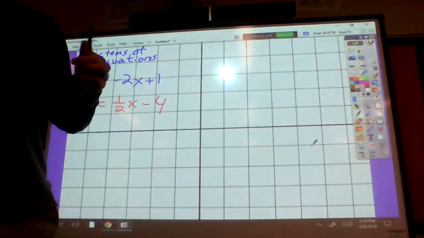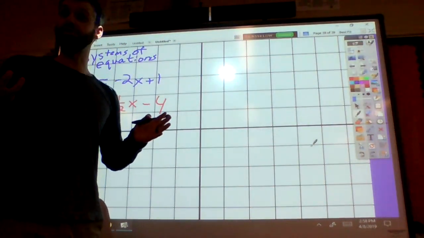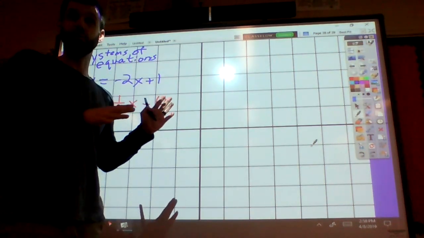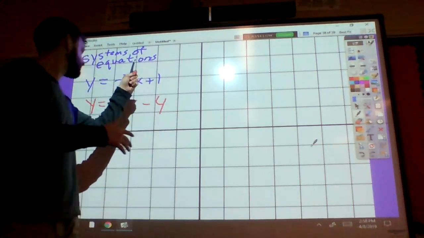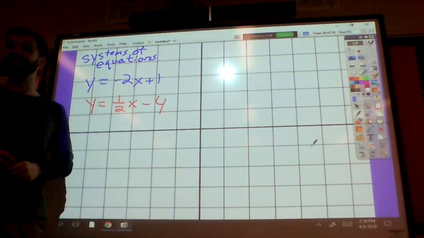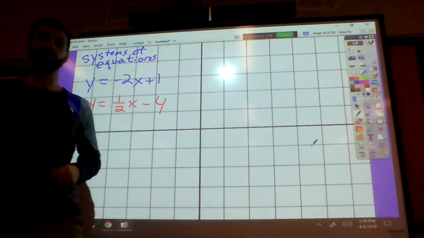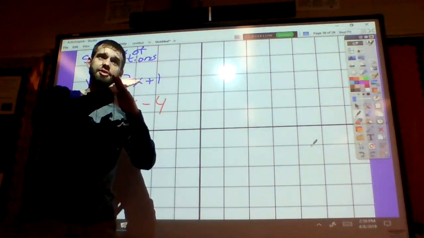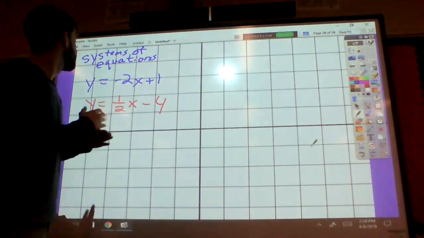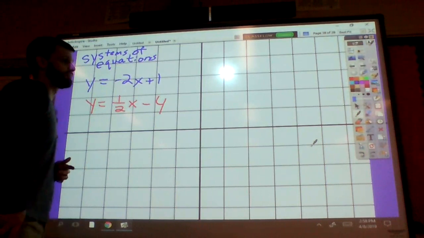Okay, the final thing we're going to talk about today, systems of linear equations. Now, if you were good at graphing the linear equations earlier, this will be easy for you, okay? Because we were just graphing two lines on the same graph. Except for this time, the goal of the question is going to be where the two lines intersect. All right?